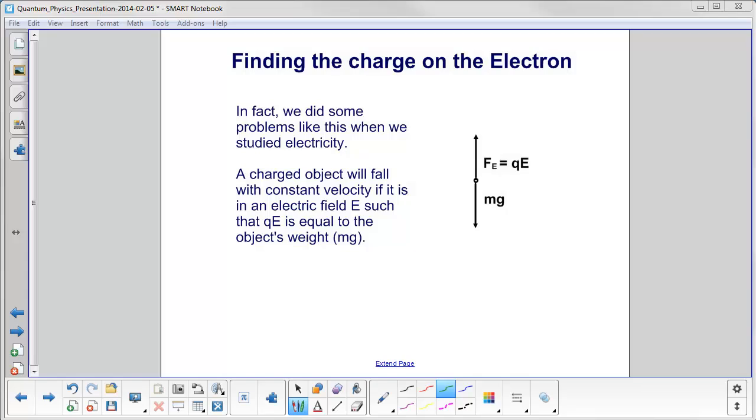It's a pretty straightforward concept, and we've already done some work on this in the earlier chapters. An object, in this case let's take an object with charge q and mass m, will fall at a constant velocity if the sum of the forces in the y direction are equal to 0. So we have qE going up, mg going down. So basically, if qE is equal to mg, then the object will fall at a constant velocity.